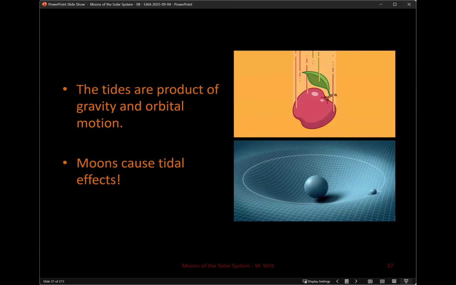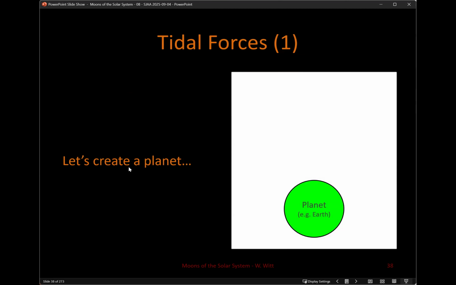So, moons cause tidal effects, through gravity and orbital motion. So let's talk more about how this works, because this is actually really, really important when we think about moons in general. So we'll do a thought exercise here, right? We'll create ourselves a planet, something like the Earth. Boom, here is that planet for us.